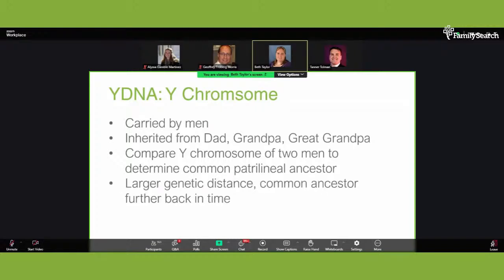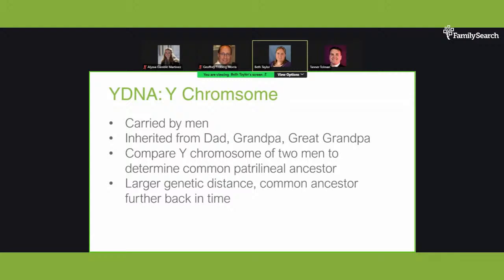When you do a comparison with Y, and again, come to Tanner's class if you want more details, the idea is that the larger the genetic distance, meaning the more differences between the two Y chromosomes, the further back in time the common ancestor tends to be. And the way the Y chromosome is tested, at least the beginning tests, so not the Big Y, they test what are called locations or markers. They'll say it's a 37 marker test. They test those and compare them with other men who've taken a Y-DNA test.